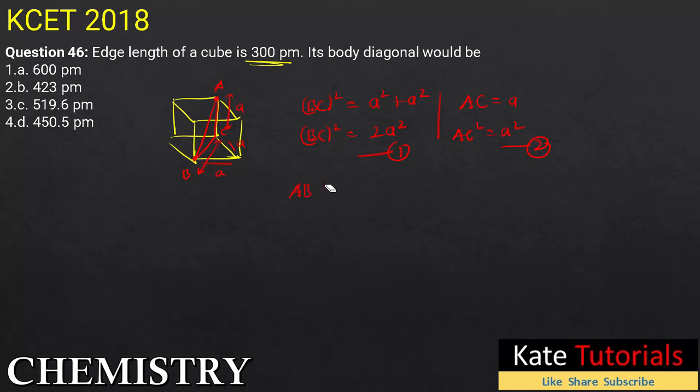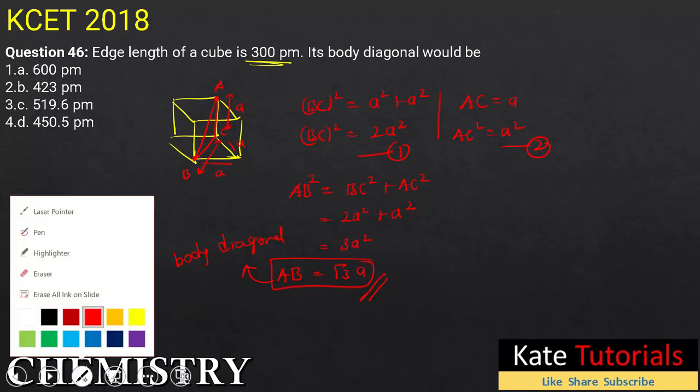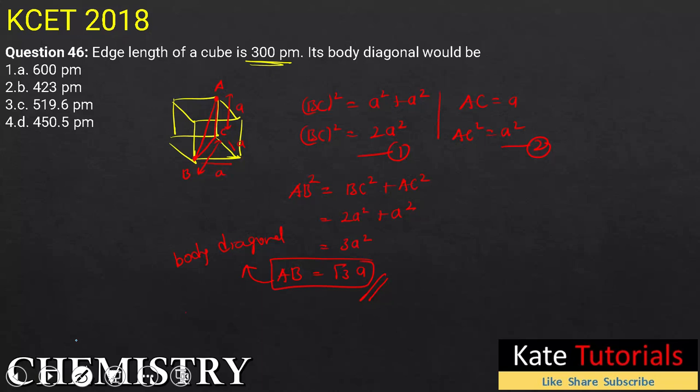AB square is equal to BC square plus AC square. BC square is 2A square and AC square is A square, so it is 3A square. So AB is nothing but root 3 A. And AB is nothing but the body diagonal. Once we got this formula, then we can easily calculate. So now it comes easy. The body diagonal AB is nothing but root 3 A.